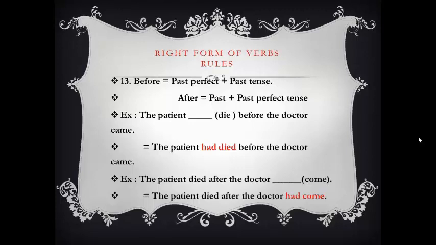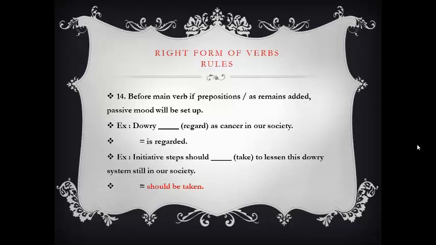So my dear all students, let's see the next slide. Before the main verb, if prepositions or as remain added, passive mood will be set up. Now follow the example. Dowry regard as cancer in our society. So here we see as. So as is used before the verb, the sentence will be passive mood. So here the answer is regarded. Initiative steps should take. So the answer is should be taken.